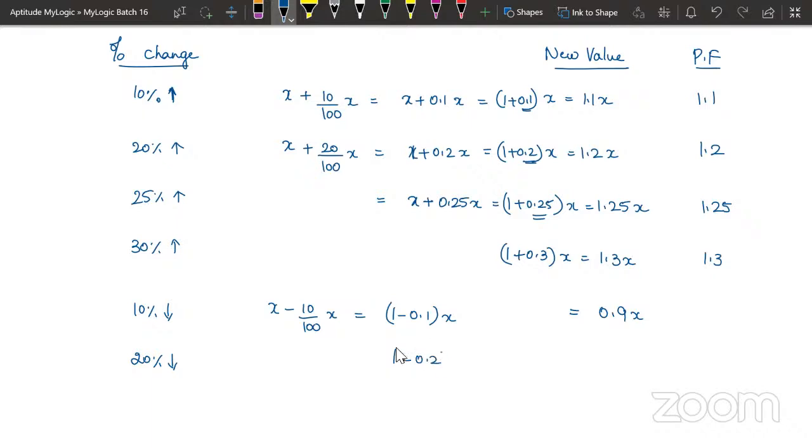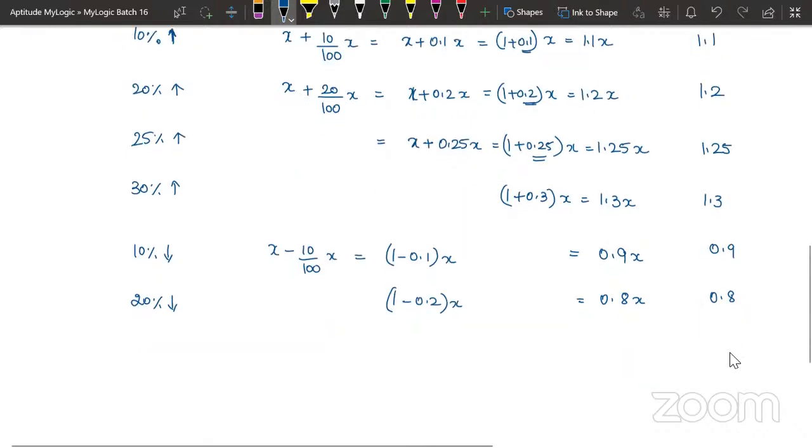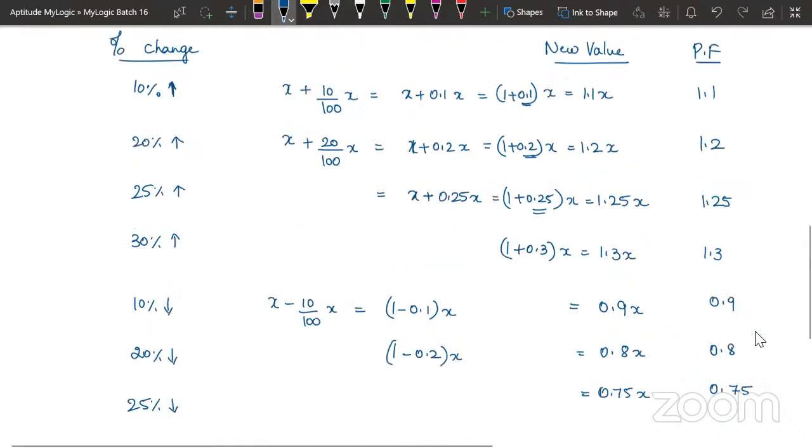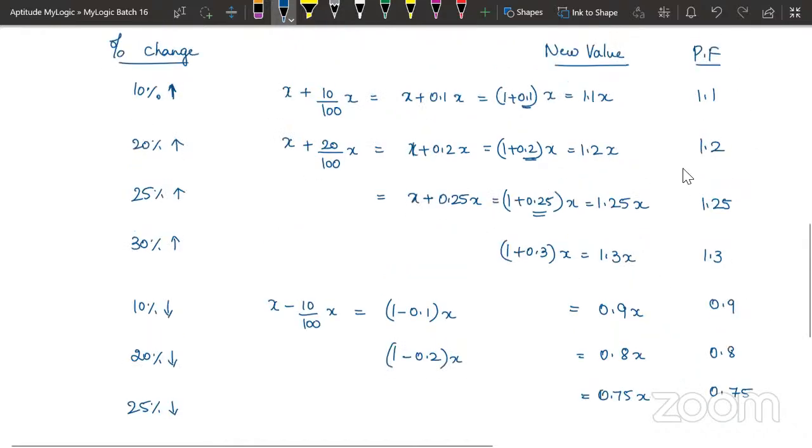0.2 from 1, which is decrement, the percentage factor is 0.8. So whenever there is an increment, add the decimal part to 1. Whenever there is a decrement, subtract it from 1. And this number is going to be our percentage factor. So if there is a 25% decrement, the percentage factor is 0.75. New value is 0.75x. Percentage factor is 0.75. Hope this is clear.